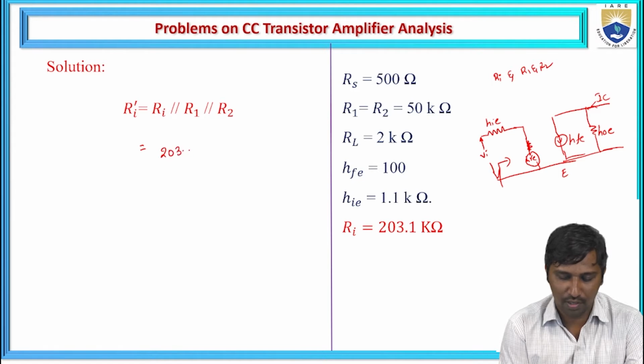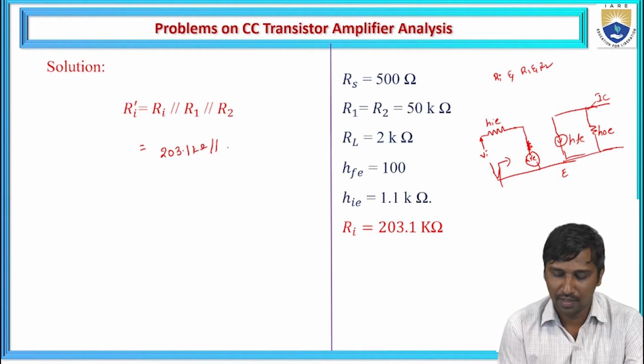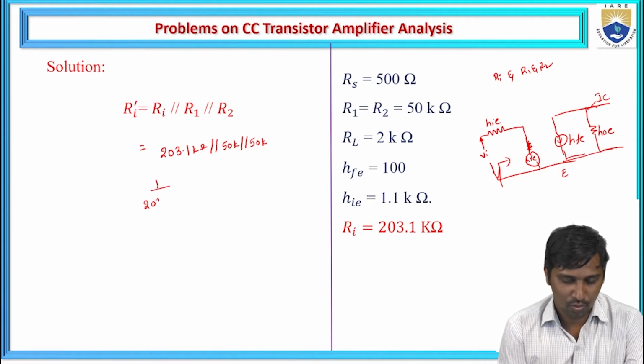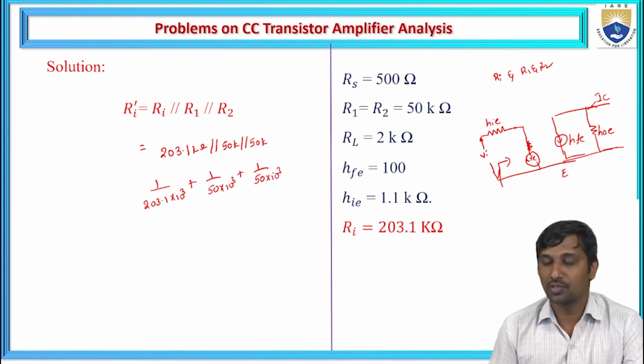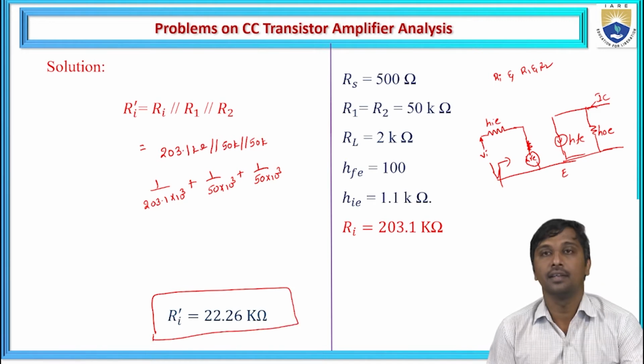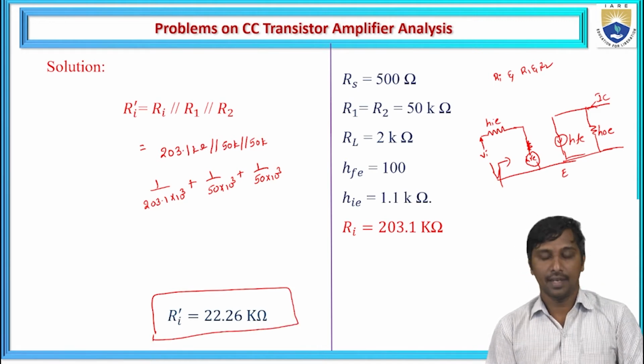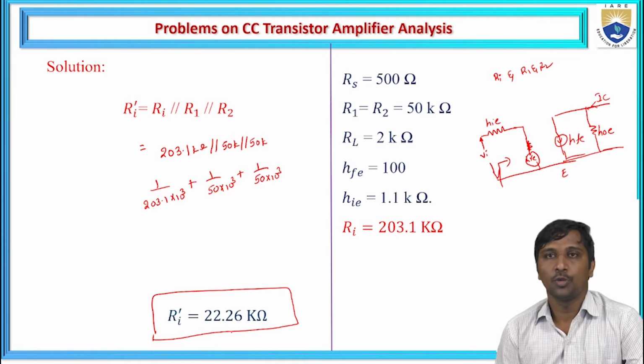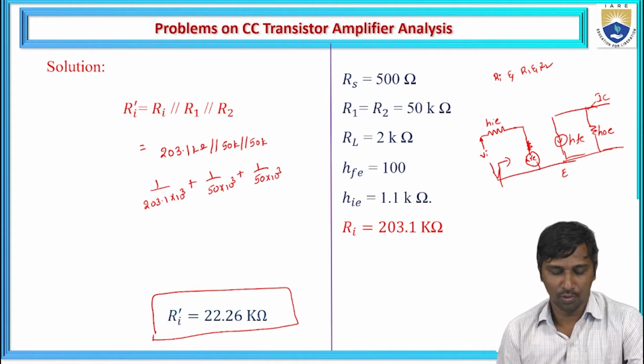What is the Ri value? 203.1 kilo ohms is in parallel with R1 of 50 kilo ohms and R2 also of 50 kilo ohms. That means 1 by 203.1 into 10 power 3, plus 1 by 50 into 10 power 3, plus 1 by 50 into 10 power 3. Then you can solve this. It gives the total input impedance, Ri dash, as 22.26 kilo ohms.